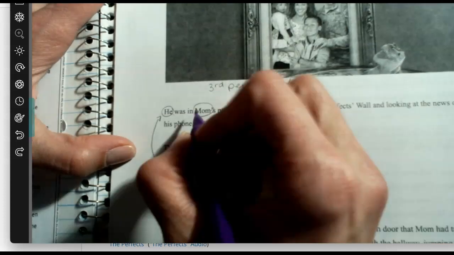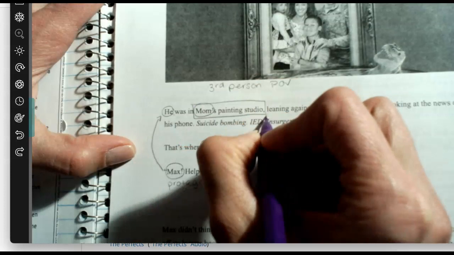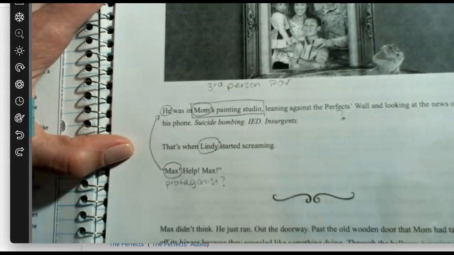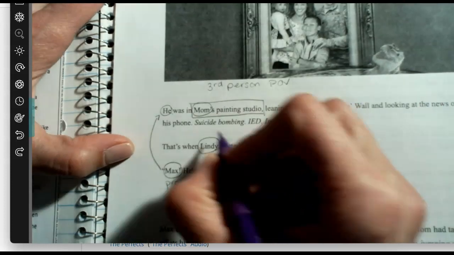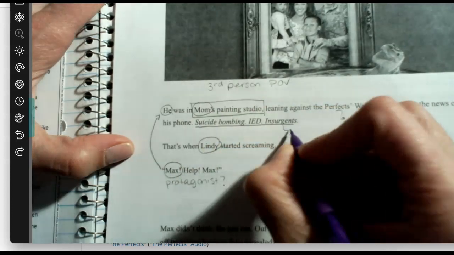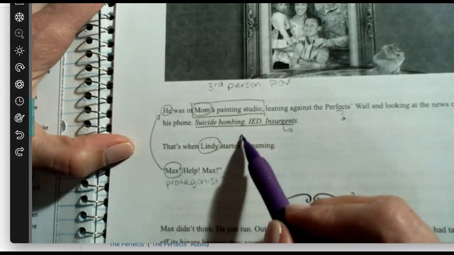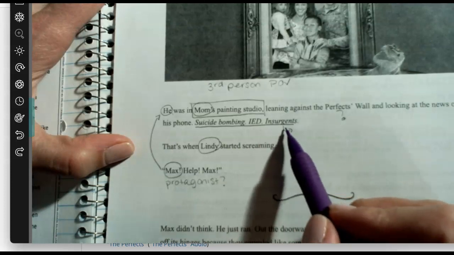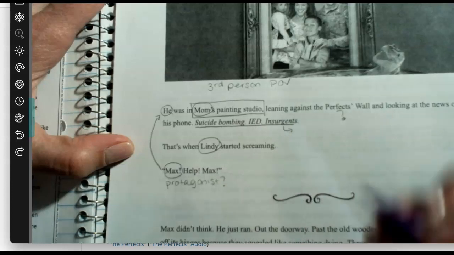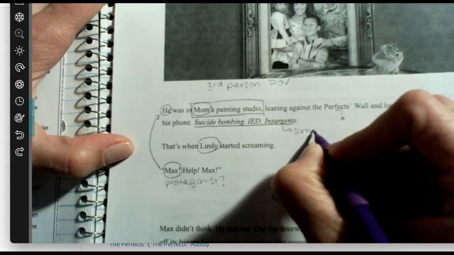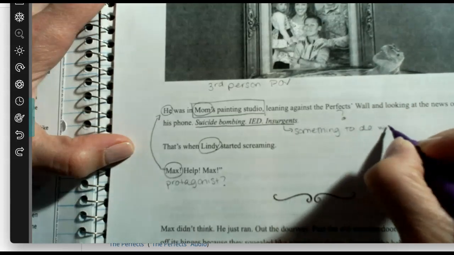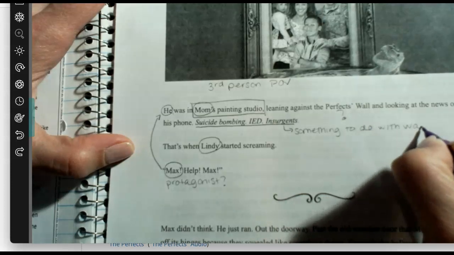And we're also getting a little bit of a setting here, that mom is a painter and she has her own painting studio. I'm not really sure what this means, the perfects. And then there's this interesting line here that's italicized. So Max is looking at the news on his phone and it's saying suicide bombing, IED, insurgents. So based on our pre-reading, and maybe you even know some of these words, I'm just going to write down something to do with war with a question mark.